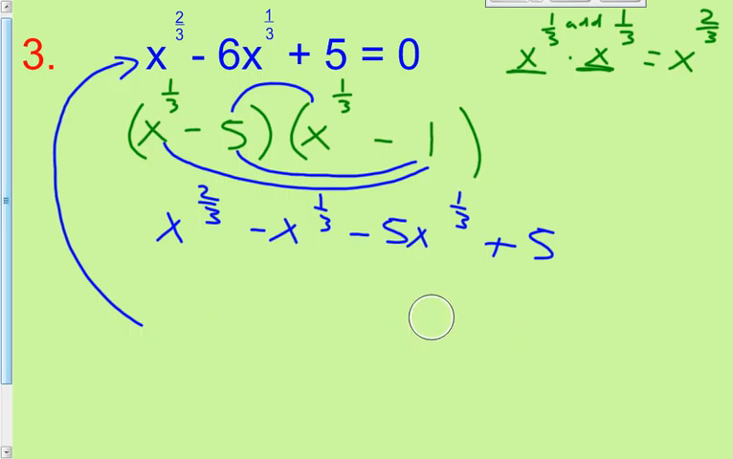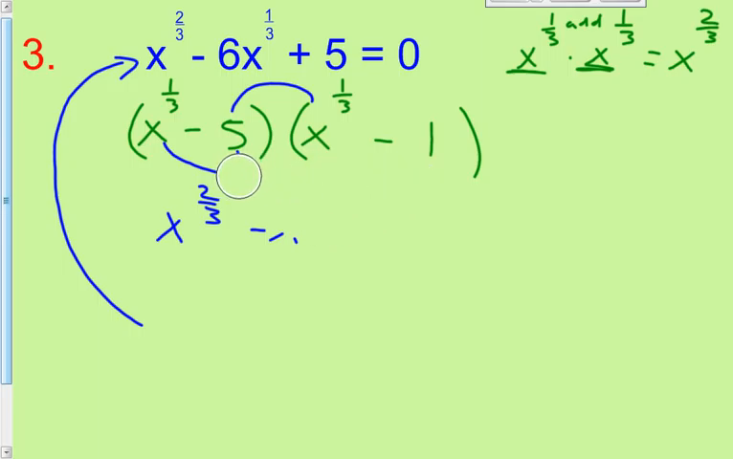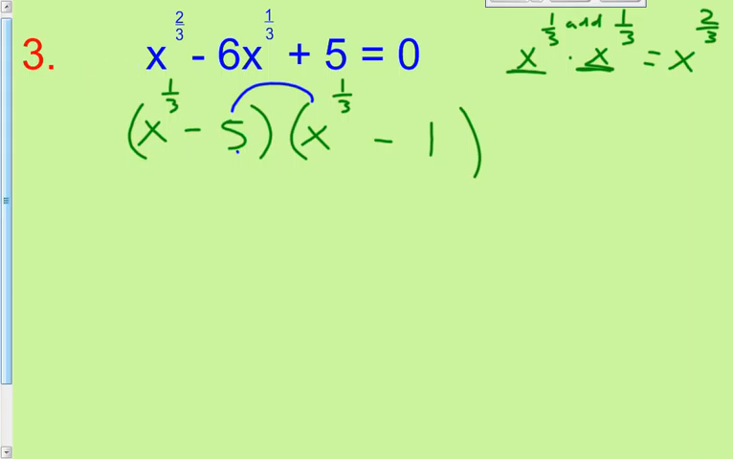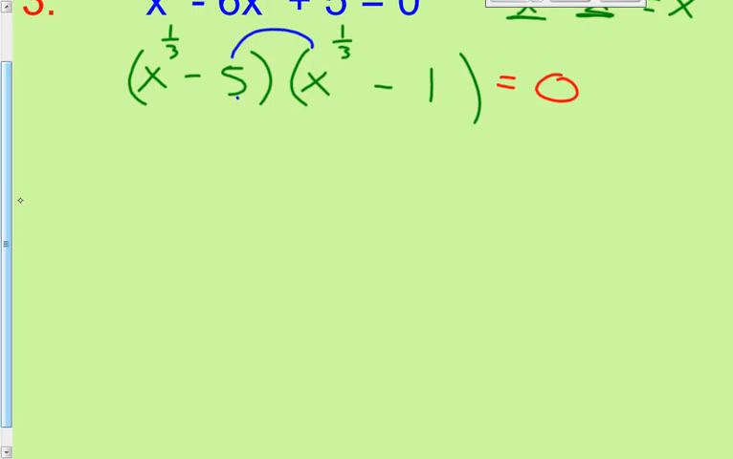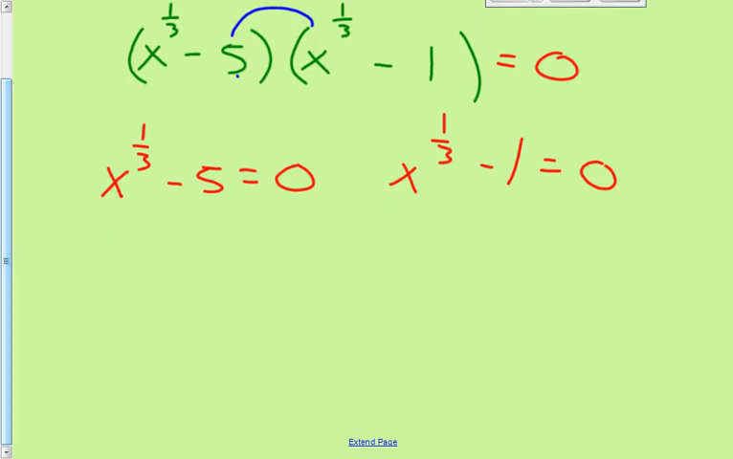But now, our directions are to solve. So once we've factored it correctly, these equal 0. That means each of these factors equals 0. X raised to the 1/3 minus 5 equals 0, and x raised to the 1/3 minus 1 equals 0. Now solve. X raised to the 1/3 equals 5.